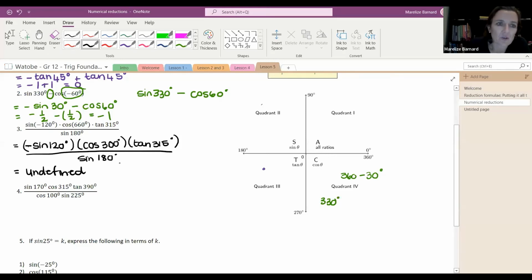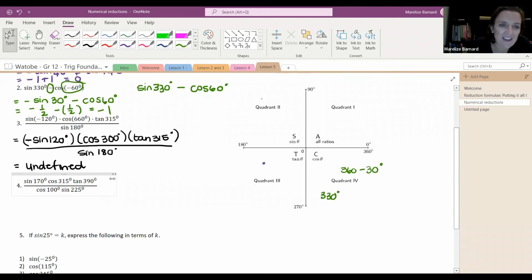For those of you who did carry on, I can show you what to do with the negative. Yes, Tandalweta also saying, and Valerie also saying, no solution. Okay, well done. So you could have carried on and reduced the 120 and the 300 and the 315, but in the end, it would have made no difference. It is undefined because sine of 180 is undefined.